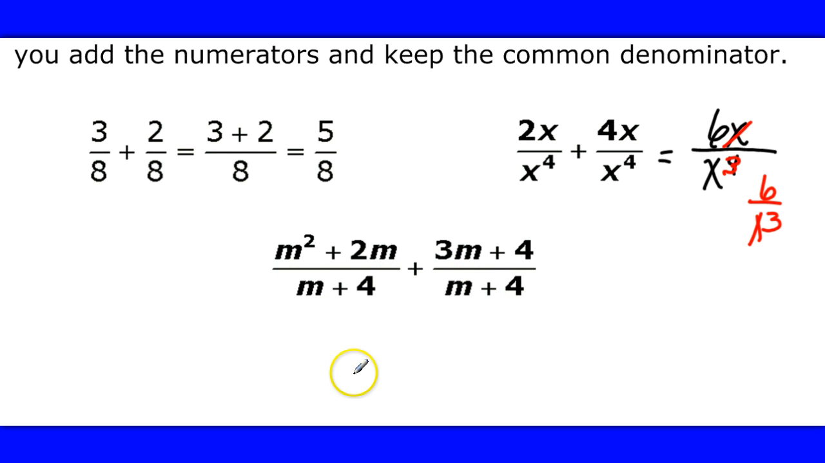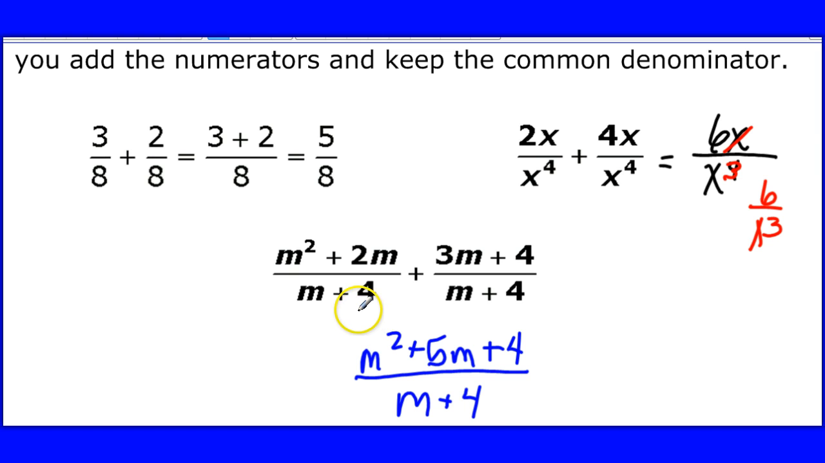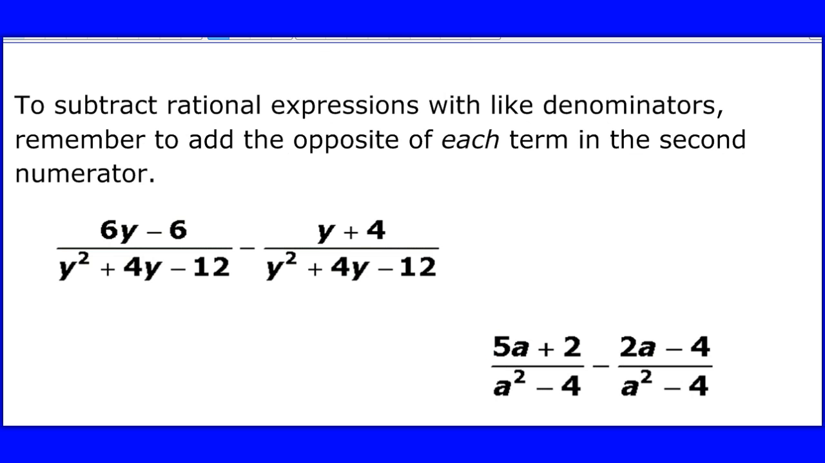The denominators are the same, so our denominator is going to be m plus 4, and we're simply going to add the numerators. Well, that means we're going to combine like terms. It's going to give me m squared plus 5m plus 4. And again, before I walk away from this, I need to make sure that it's in simplified form. I have to factor it to see if there are any common factors. So this is going to be m plus 4 times m plus 1. The m plus 4s will cancel out, and my final answer is m plus 1. Okay? And that's how that works.